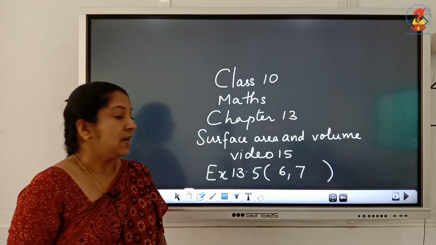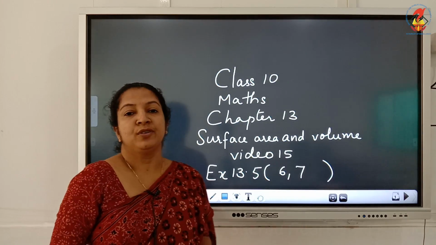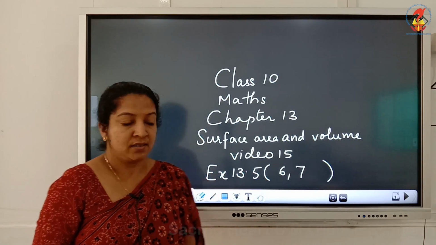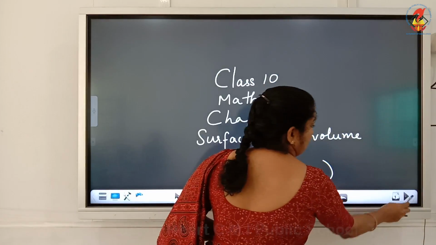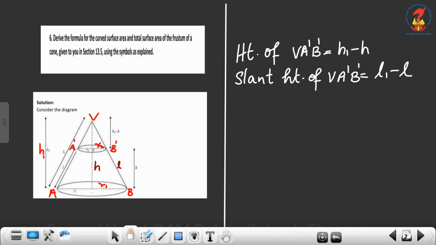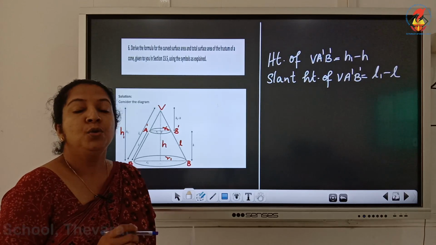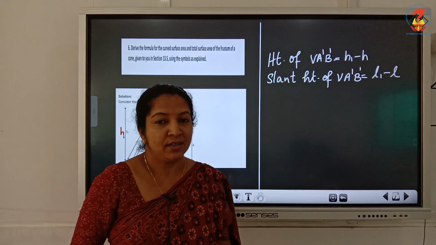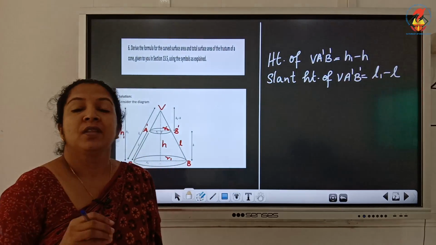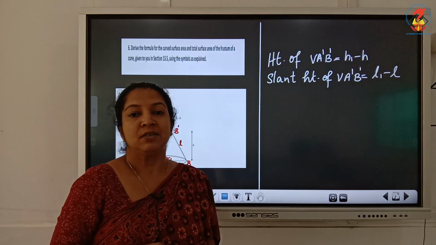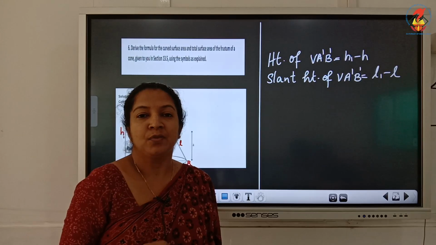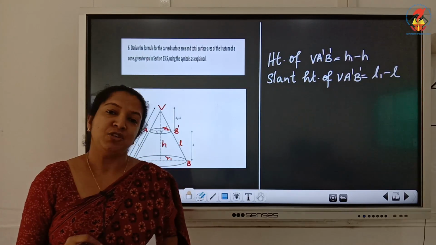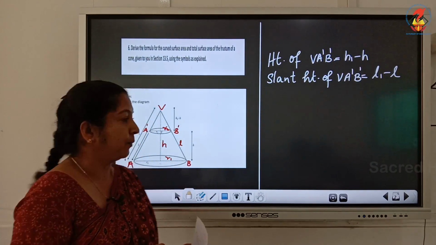Chapter 13, exercise 13.5, 6th and 7th questions. The question is this: derive the formula for the CSA and TSA of a frustum of a cone. You have to derive the formula, which you have already learned. So what you have to do now is derive the formula for finding the CSA and TSA of a frustum of a cone.